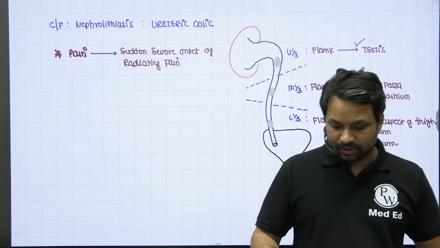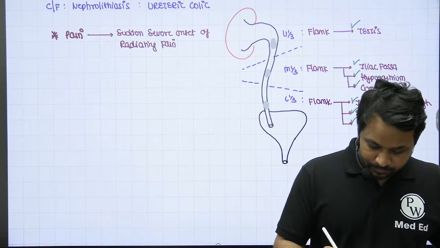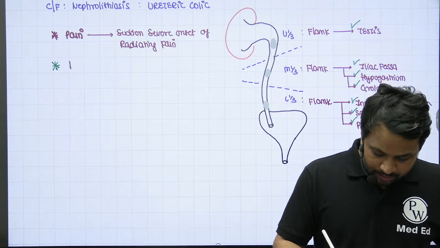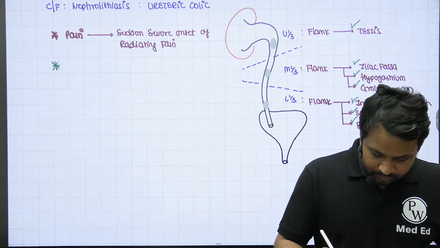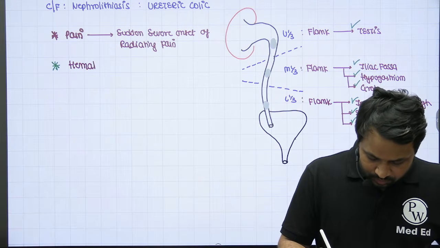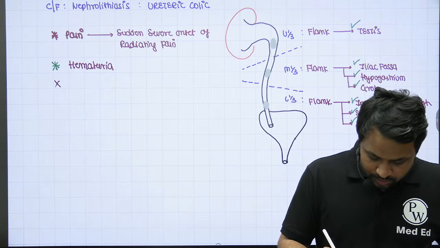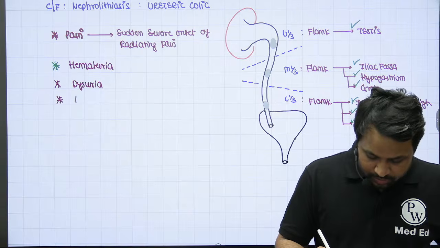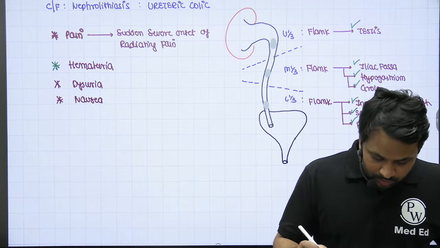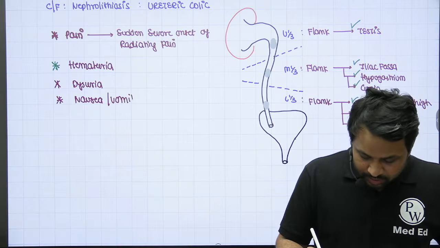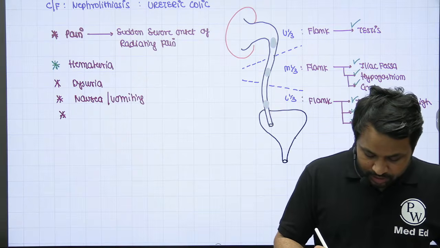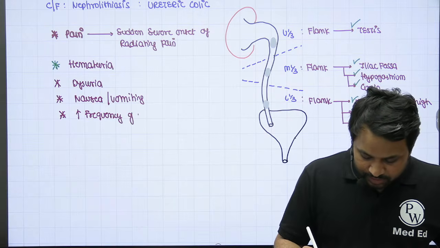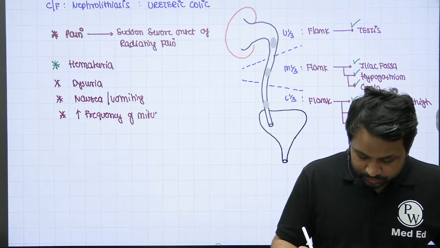So the first and foremost was radiating pain. Along with radiating pain, the second symptom the patient will complain about is going to be hematuria. Along with hematuria, it will also have dysuria. The pain is so troublesome that it will also be associated with nausea as well as vomiting. Now that ureteric spasm will cause irritation of the bladder, which causes increased frequency. There will be increased frequency of micturition.